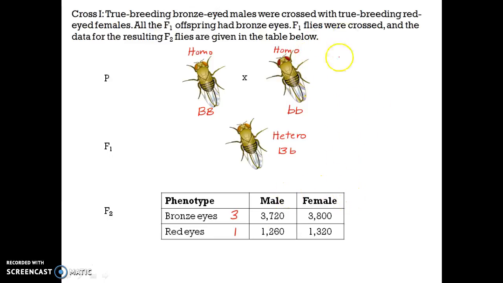Now, if we take a closer look at the data, we can also see that the males and the females have about the same number. What that tells us is that this trait is known as autosomal, meaning that the gene for eye color is located on an autosomal chromosome rather than a sex chromosome. So from this information, we can see that bronze eyes are dominant over red eyes and that the trait is carried on an autosomal chromosome.